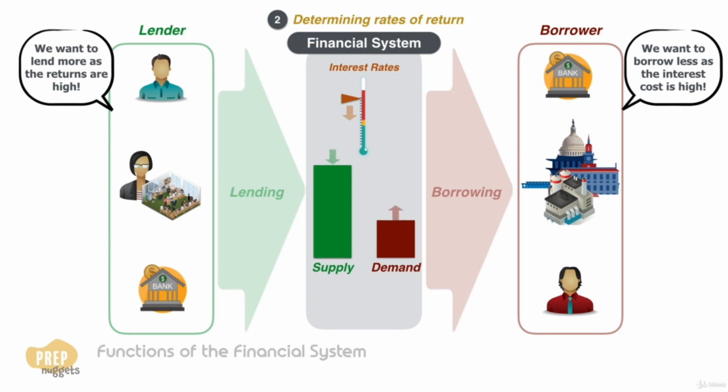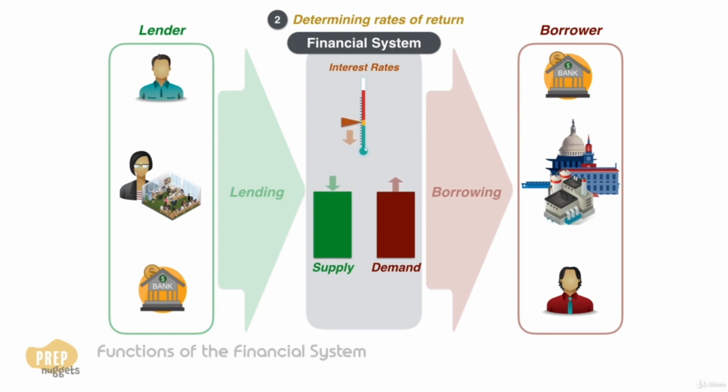This drives the money supply down and the money demand up until an equilibrium level where the supply equals the demand. This is known as the equilibrium interest rate, the rate at which the amount the borrowers desire is equal to the amount that the lenders desire. In many countries, the central bank plays an important role in guiding this equilibrium rate through monetary policy. This is covered under the economics portion of the CFA curriculum.